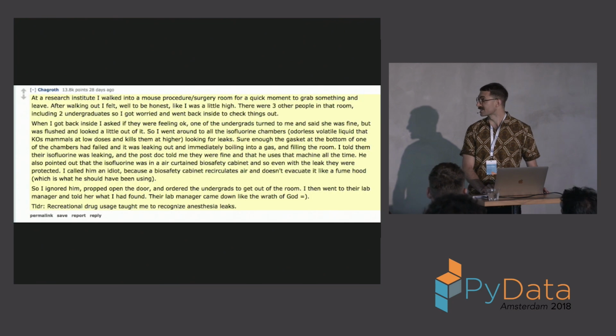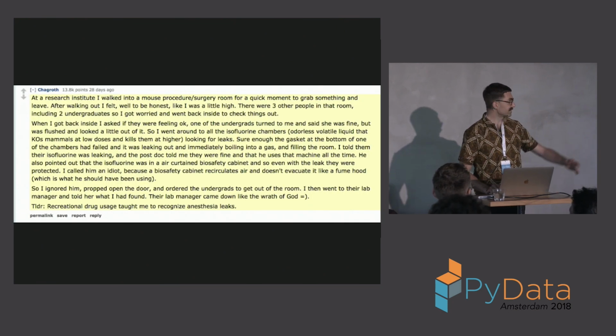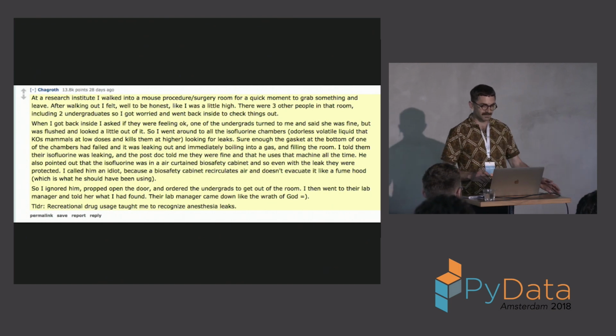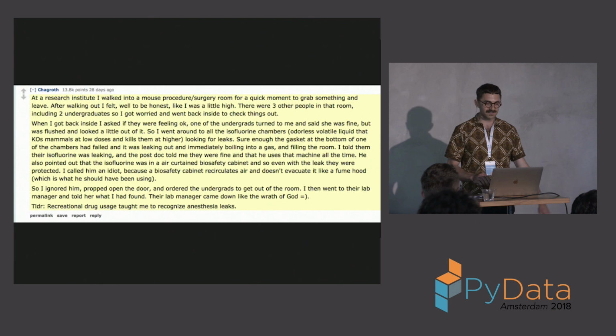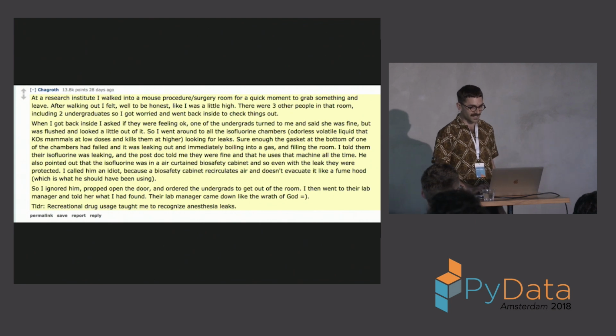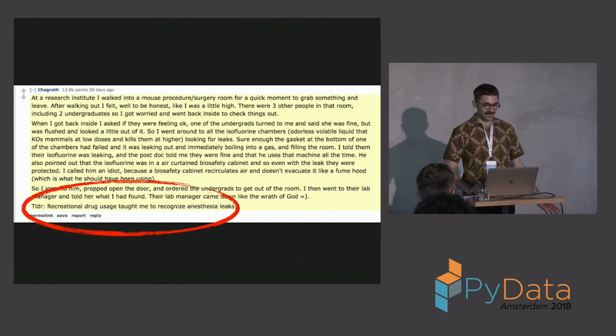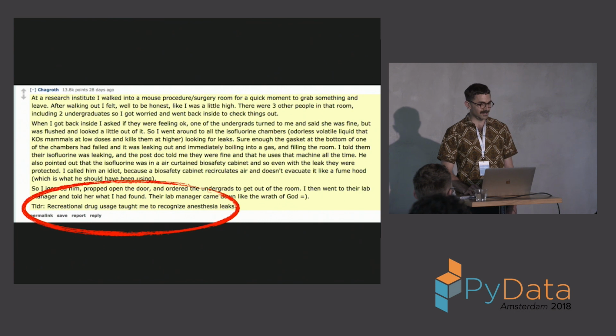So who here is familiar with Reddit? Yeah, all right, so most people in the room. That's good. Great, so most of you have probably run into posts like this one. So you see some text, a story like Research Institute, blah, blah, mouse surgery, blah, blah, felt a little high, leaks in the isoflurane chambers, blah, blah, blah, lab manager chewed out the postdoc, blah, blah, blah. And then at the very bottom, you see TLDR, recreational drug usage taught me to recognize anesthesia leaks.